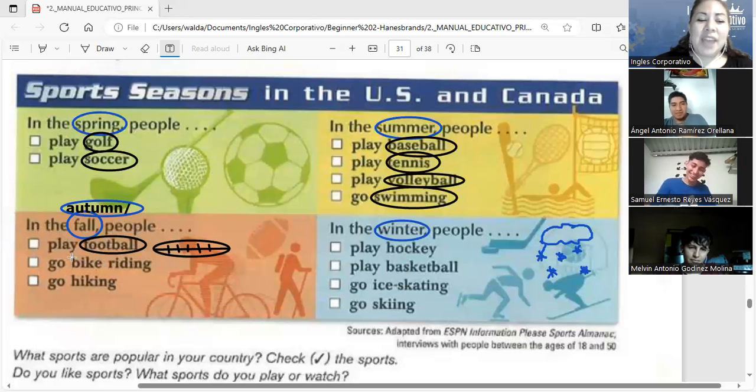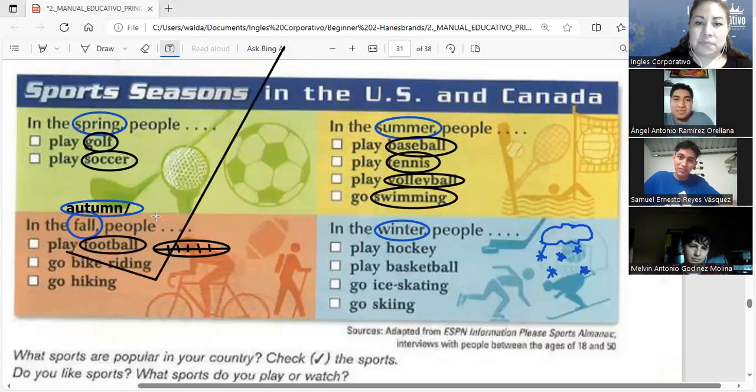Okay. Then we have go bike riding. Do you understand bike riding? Ciclismo. Yeah, ciclismo, or montar bicicleta, right? Bike riding.